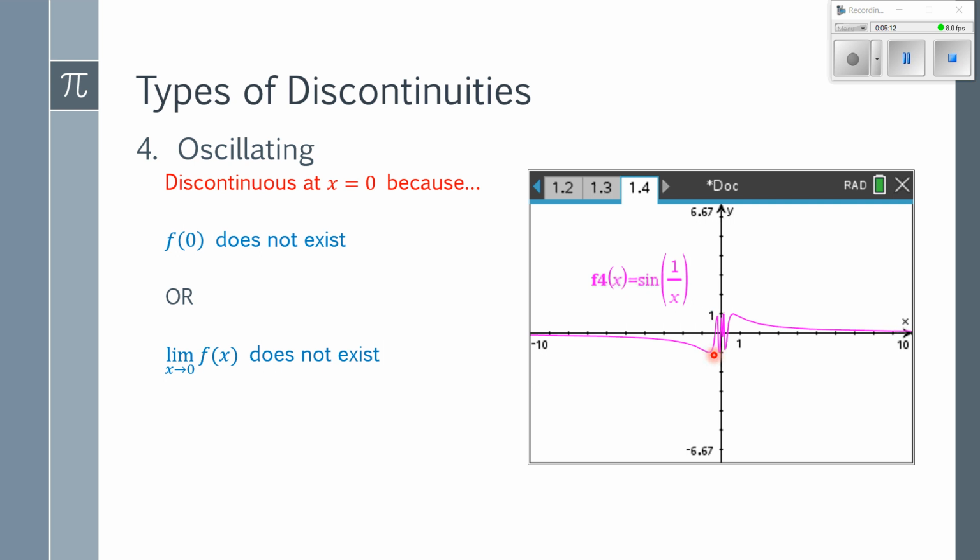Again, like with vertical asymptotes, we can give different reasons. I can just say, well, in this case, there's a discontinuity at x equals 0 because I can't plug 0 in and get a real number. f of 0 does not exist. We do also have an issue with a two-sided limit not existing, but that's a harder one for you to be able to show happening. It's just easier to say f of 0 doesn't exist in this case.